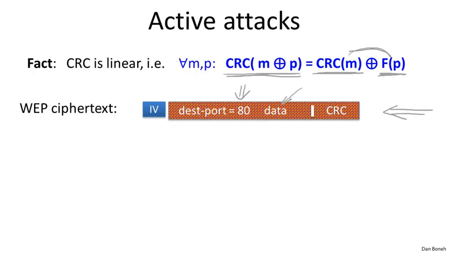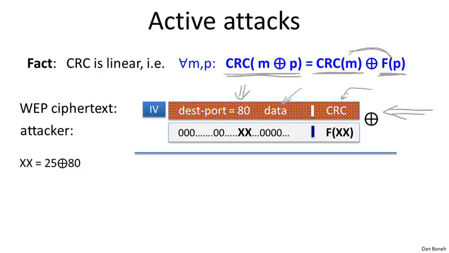So recall that the CRC checksum is there to make sure that exactly the attacker cannot change data inside of the ciphertext. But I want to show you that in fact it's really easy to modify data in the ciphertext, and the CRC basically provides no security against tampering at all. So let's see how to do it. Well, what the attacker would do is he would basically XOR a certain value XX into the bytes that represent the 80 in the ciphertext.